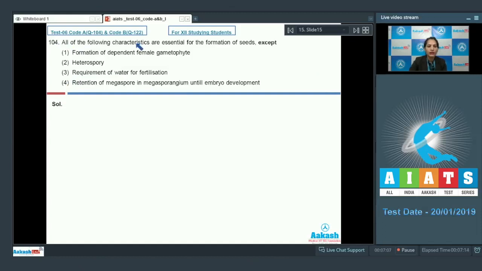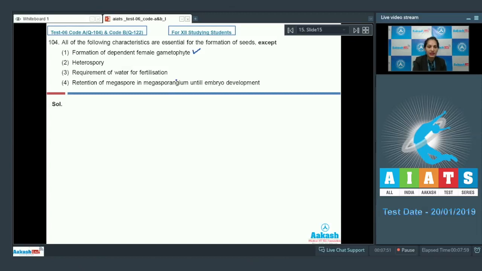Question number 104. All of the following characteristics are essential for the formation of seeds except first option, formation of dependent female gametophyte, second, heterospory, third, requirement of water for fertilization, fourth, retention of megaspore in megasporangium until embryo development. What are the features or the characteristics which are essential for the formation of seeds? Formation of dependent female gametophyte, yes. You must have seen in gymnosperms and angiosperms that the independent existence of the male and female gametophytes is not there. Hence, they have seeds.